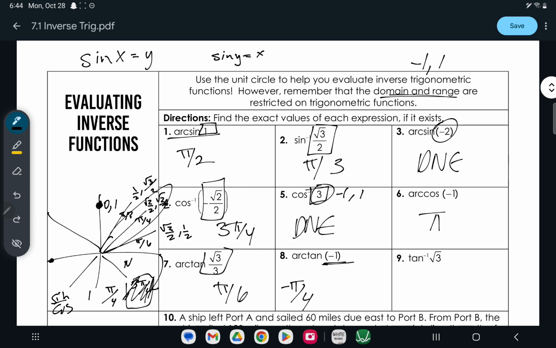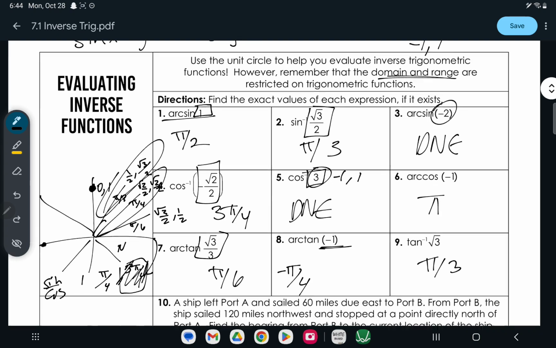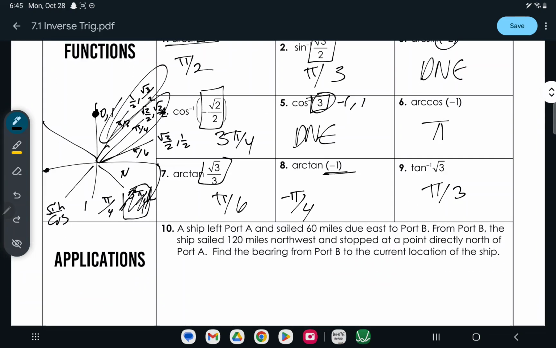All right, and then we want, when is it going to be root 3? So this time it's going to be at this one, because you have root 3 over 2 times 2, the 2's will cancel out. So pi over 3. All right.